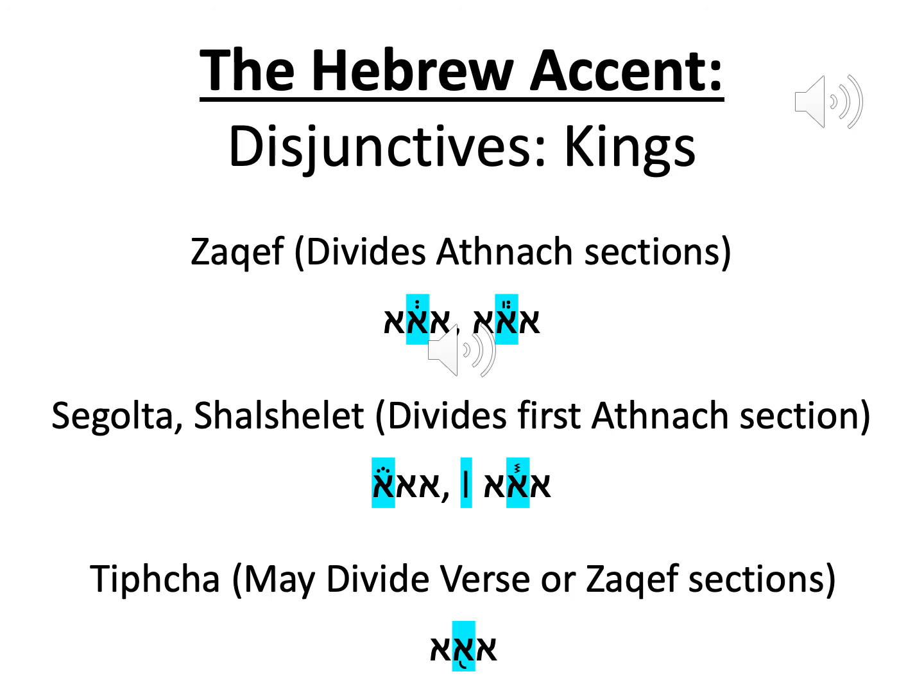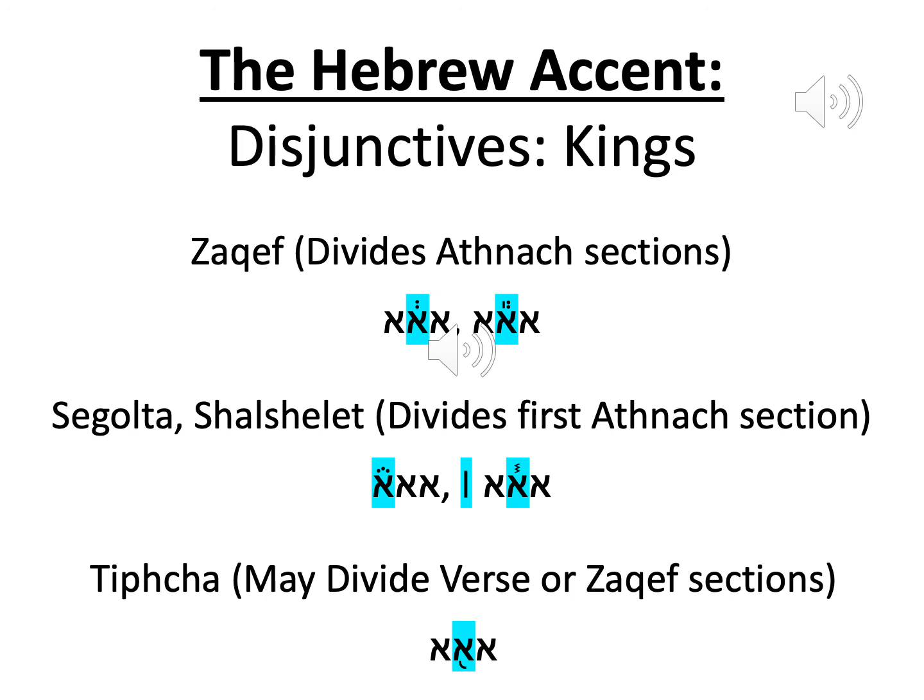A zakef, which is either a zakef katon or a zakef gadol, divides atnach sections, dividing a sentence into quarters, either dividing the first half of the verse into quarters or the second half into quarters. A segolta, which is replaced very rarely by a shalshelet, divides only the first atnach section. If segolta occurs, it will never be found in the second half of the verse.